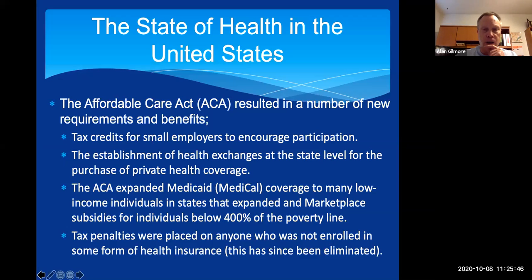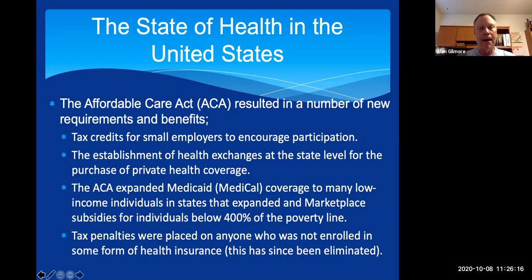These health exchanges, again, if you understand the concept of economics, and particularly the economics of healthcare and private or public insurance, the more people that you have signing up for the program, the lower the cost is going to be for each individual.